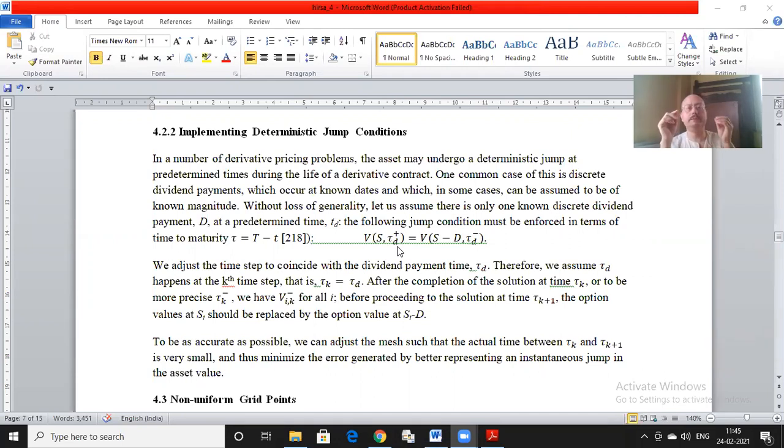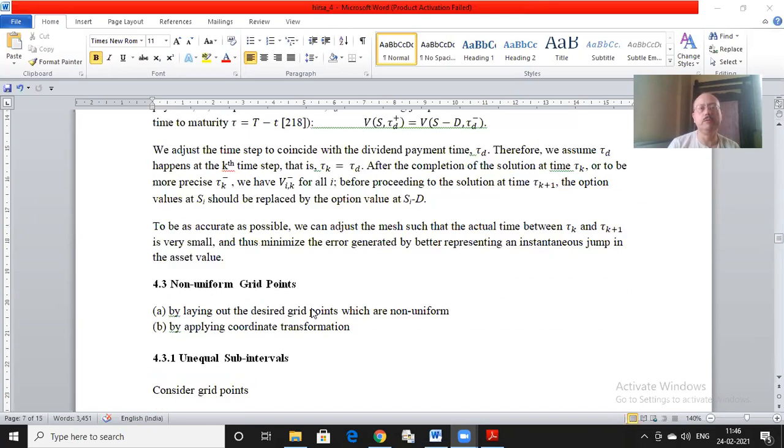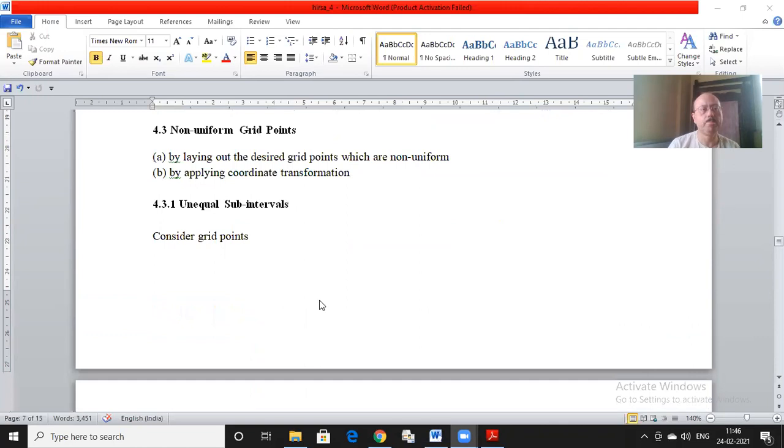So we have talked about a single delta tau and a single delta s. So there is no question of having closer and further away in the grid. But sometimes, as in this situation, a non-uniform grid spacing is useful for us. So that's what we are going to discuss now. We can actually handle non-uniform grid points in two ways.